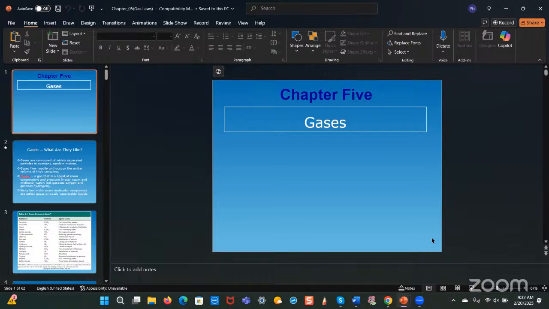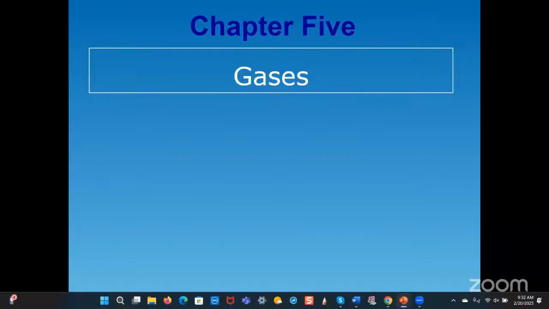So again, chapter 5 is gases and it deals with topics that you learned before in your introductory or general chemistry. And therefore, I'm going to try to go through it rather quickly. But some stuff will be repeated. In fact, most of the stuff will be repeated from what you learned before. So, all right. So gases, what are they?